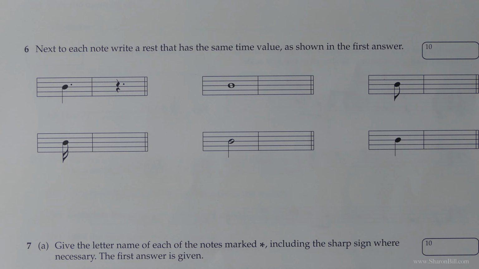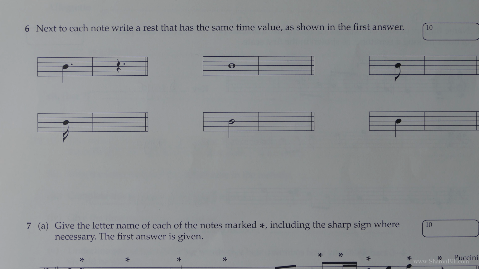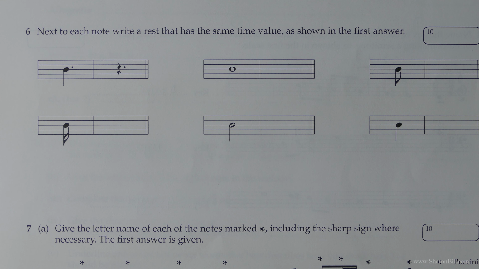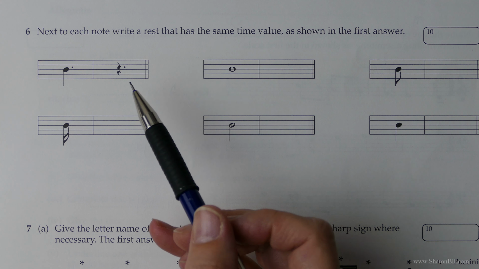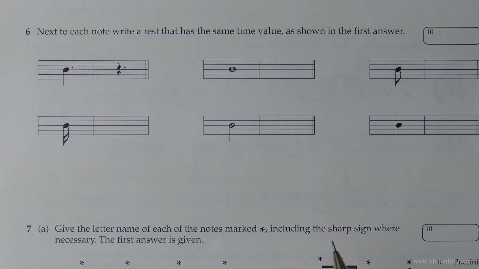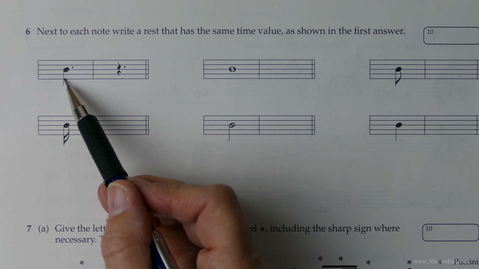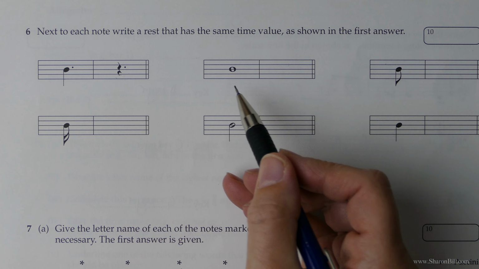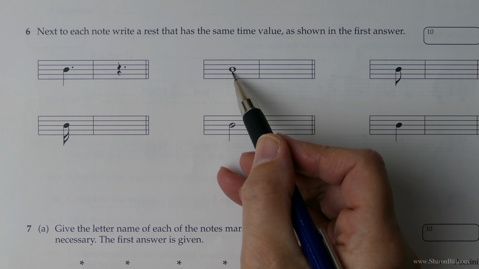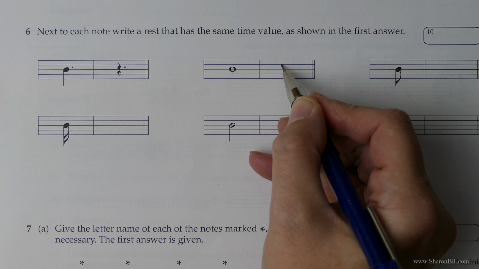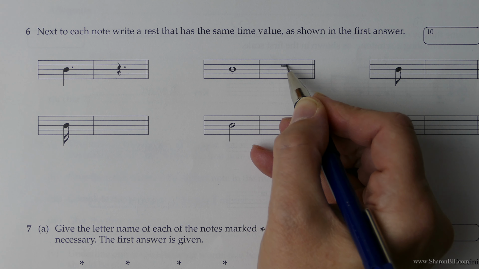Now we've got a little bit of revision to do in note values and rest values. So we've got to write a rest next to each note of corresponding value. They've given us a start here by giving us this first one, and that will help us later. So this is a whole note or a semi-breve worth 4 beats in sound, and so the relative rest, 4 beats of silence is here.